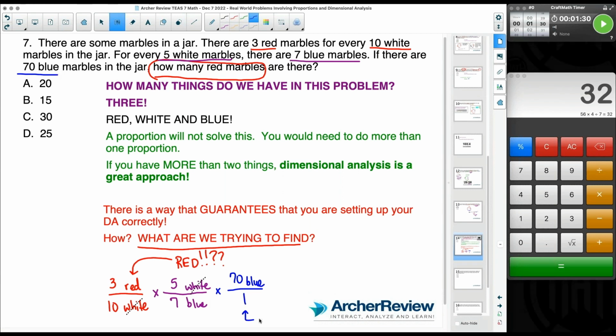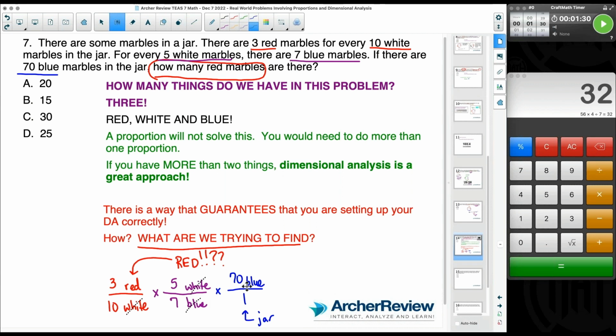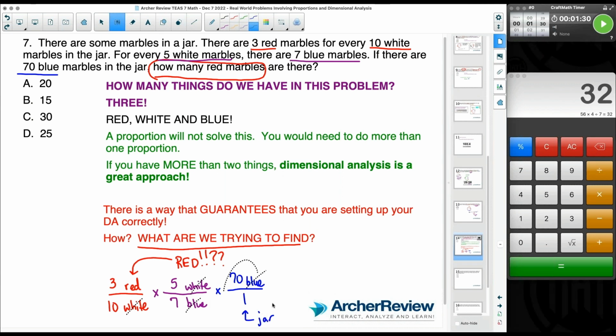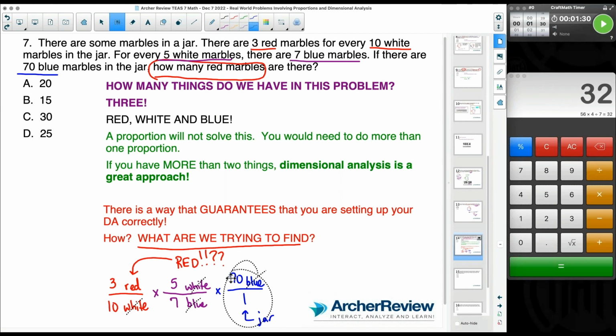So essentially that 1 means that 1 jar, but you don't have to worry about getting rid of that word. You don't even have to put that word in there. I'm just trying to show you that, yes, it does have a meaning. We're just not throwing a 1 in there for the heck of it. That 1 means that 1 jar. That 1 jar does have 70 blue marbles in it.